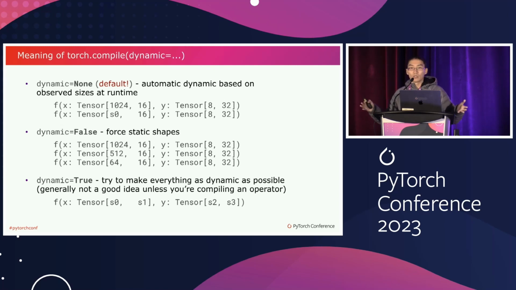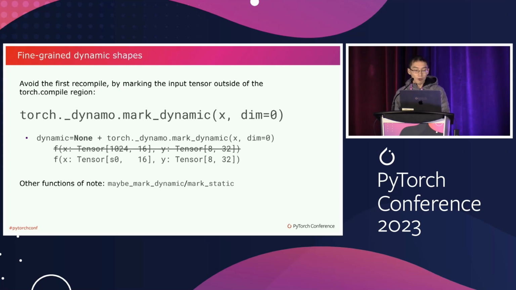And if you pass dynamic equals true, we're basically going to say, YOLO, everything is dynamic. Actually, this is a great way to run into bugs in dynamic shapes because everything is dynamic. And most of the time, you don't actually want everything to be dynamic. So if your code isn't working, try switching to automatic dynamic. It often helps. We also have support for fine-grained annotations on what should or shouldn't be compiled dynamically.